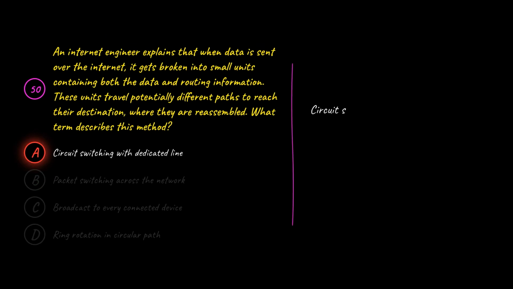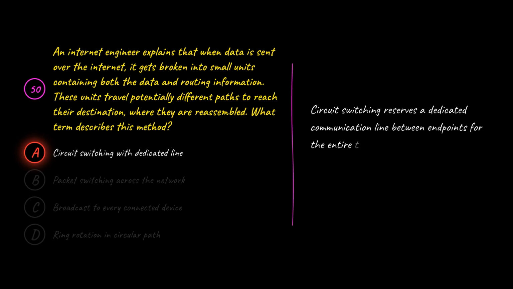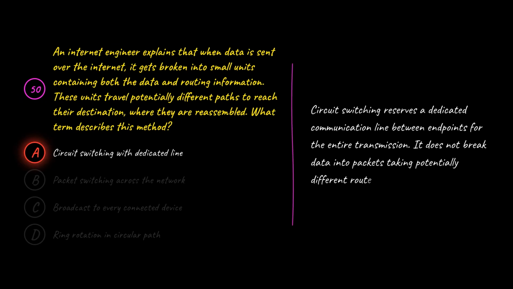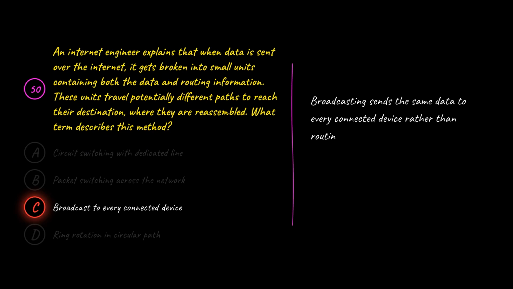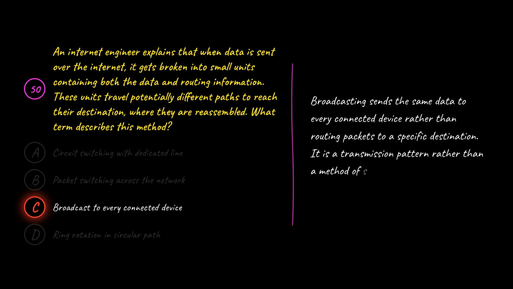A is wrong because circuit switching reserves a dedicated communication line between endpoints for the entire transmission. It does not break data into packets taking potentially different routes, but uses one reserved path throughout the complete exchange. C is wrong because broadcasting sends the same data to every connected device rather than routing packets to a specific destination. It is a transmission pattern rather than a method of splitting data into routable units as described.